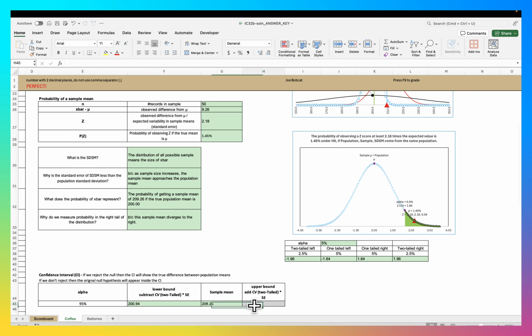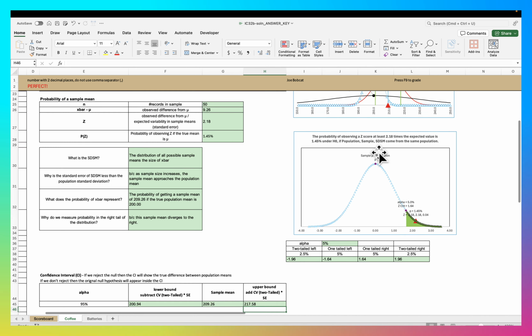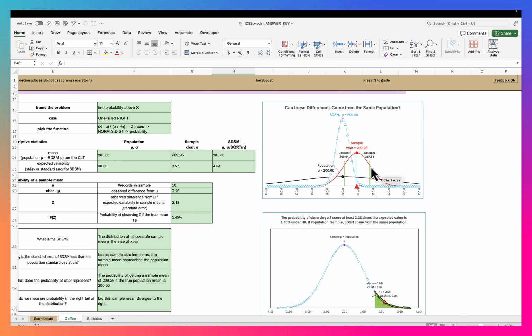And then we're going to take that same number plus this number times the standard error. And what that did is it created these two green lines. And if you look at these two green lines, what you can see here is that we know we're better than the national average of 200, but we're not sure that we're 209 better.